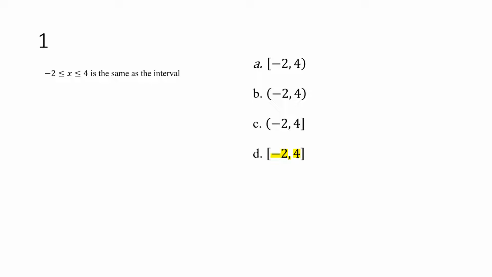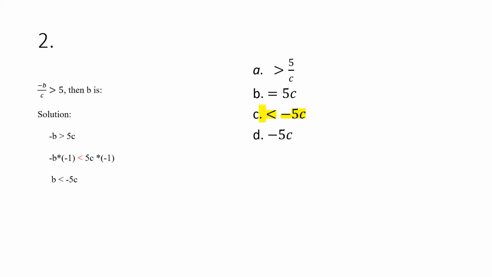Because this will be a closed interval, we will have to use the convention of using these brackets for the closed interval -2 to 4, inclusive of the endpoints -2 and 4. So that would be letter D.